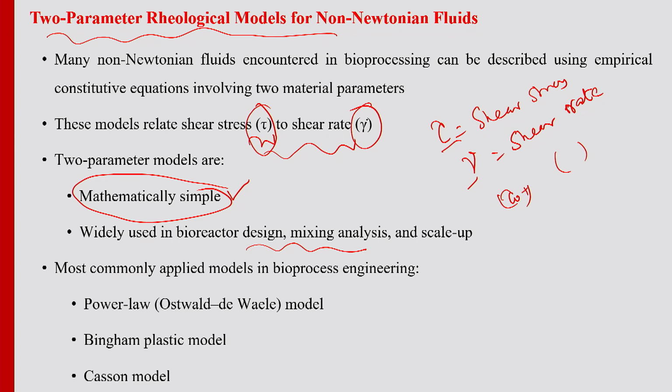So what are the most commonly used models in bioprocess engineering? One is the power law, the Ostwald de Waele model. Then the other is the Bingham plastic model. Then the last is the Casson model. These are the different types of models we use for bioprocess engineering. If these models have only 2 parameters, then it is very simple to solve. Otherwise, if you add a third parameter, then you need more to find the variables, and it is very difficult to solve.